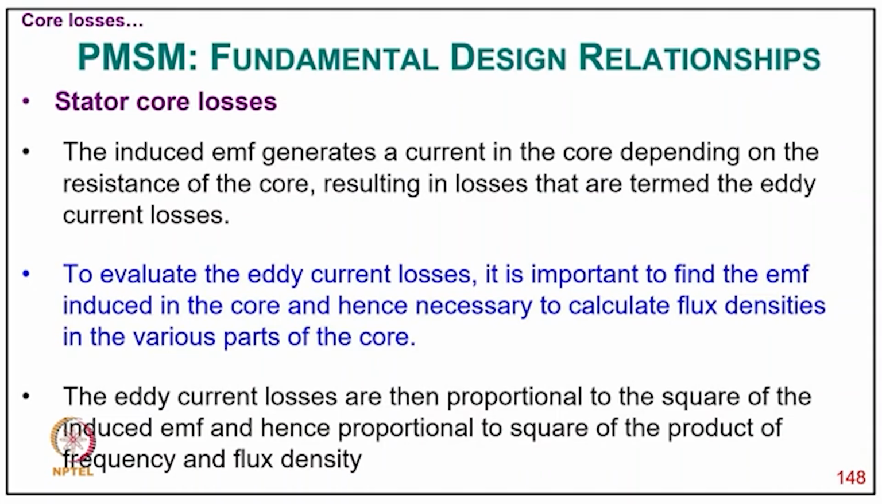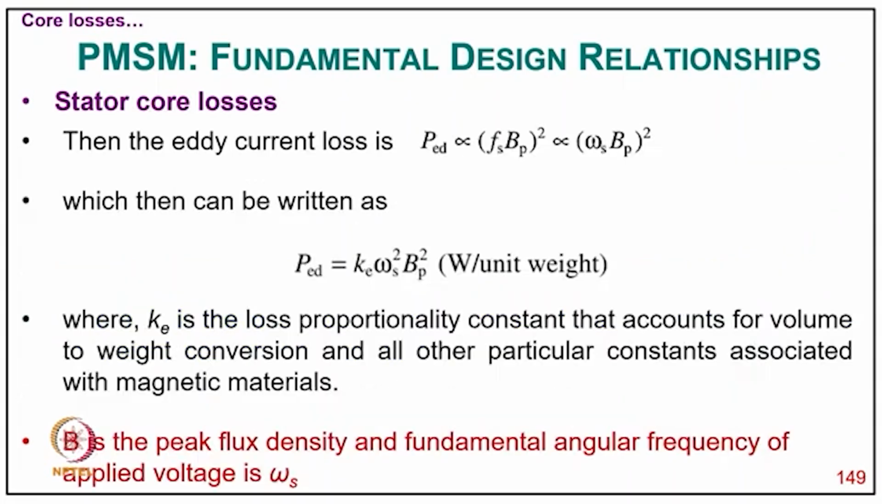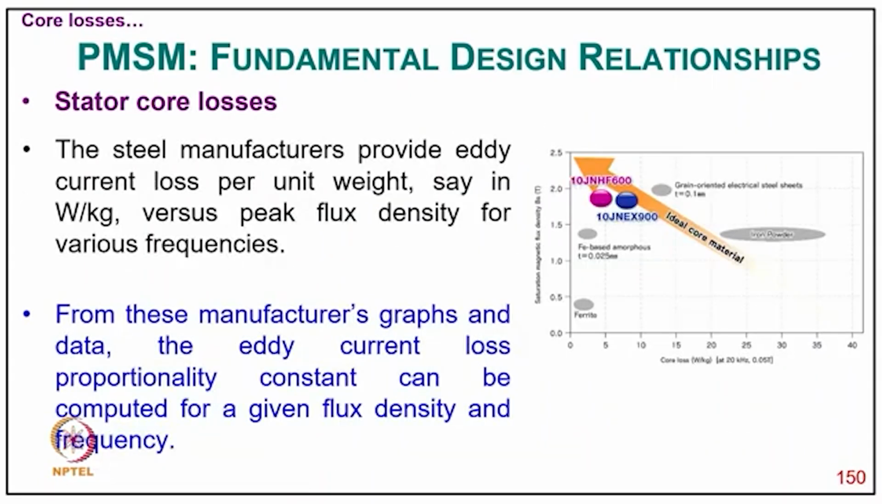So eddy current losses are also proportional to the square of the induced EMF, and hence proportional to the square of the product of frequency and flux density. Thus the eddy current loss P_ED is proportional to (f B_p) squared, proportional to (omega_s B_p) squared, which can be written as P_ED equal to K_E omega_s squared B_p squared, watt per unit weight, where K_E is the loss proportionality constant that accounts for the volume to weight conversion and all the other constants associated with the magnetic material, B_p is the peak flux density, and the fundamental angular frequency of the applied voltage is omega_s.